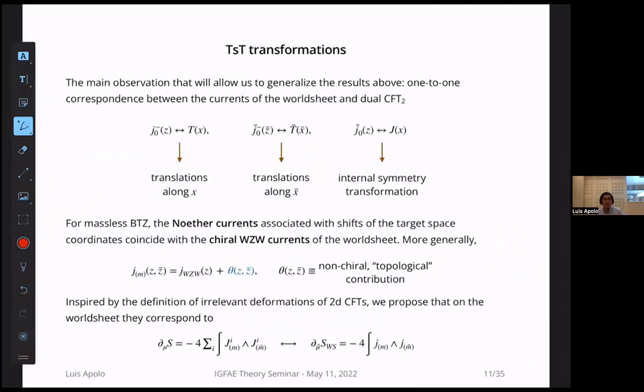Okay, so the way we're going to do this is by using TsT transformations. The main observation that will allow us to generalize the results above is that there is a one-to-one correspondence between the currents of the worldsheet and the dual CFT. This current of the worldsheet that shows up in the marginal deformation generates translations along a target space coordinate x, which is the same action that the stress tensor has on the dual CFT. Similarly, this J0 minus bar current generates translations along a target space coordinate x bar, which is the same action as T bar on the dual CFT.